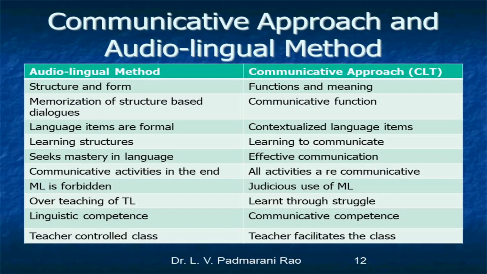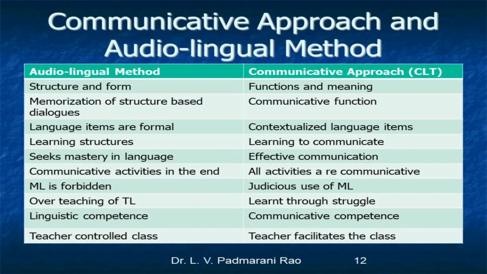There are some fundamental points of divergence between the communicative approach and the audiolingual method. The points of distinction are given by Finocchiaro and Brumfit in the following way. The audiolingual method attends to structure and form more than meaning, whereas in communicative language teaching, which is hereafter called CLT, meaning is paramount. The audiolingual method demands memorization of structure-based dialogues, whereas in communicative language teaching, dialogues center around the communicative function and are not normally memorized.